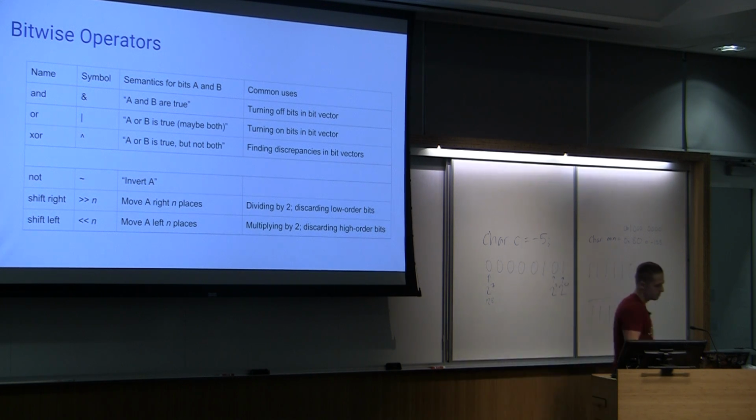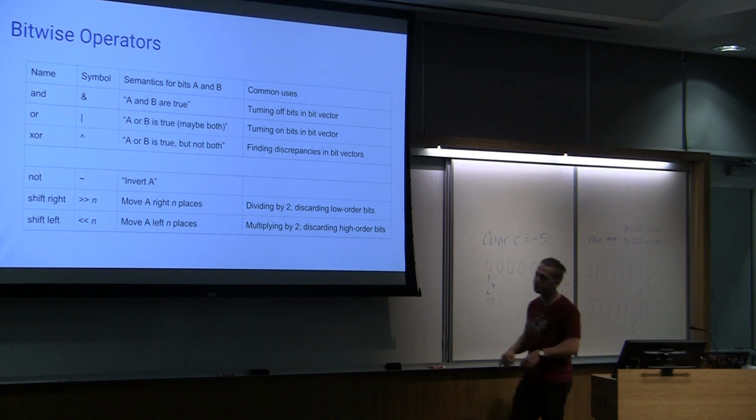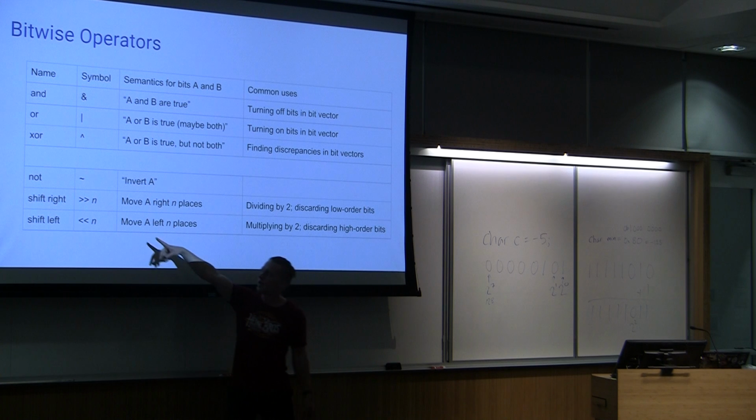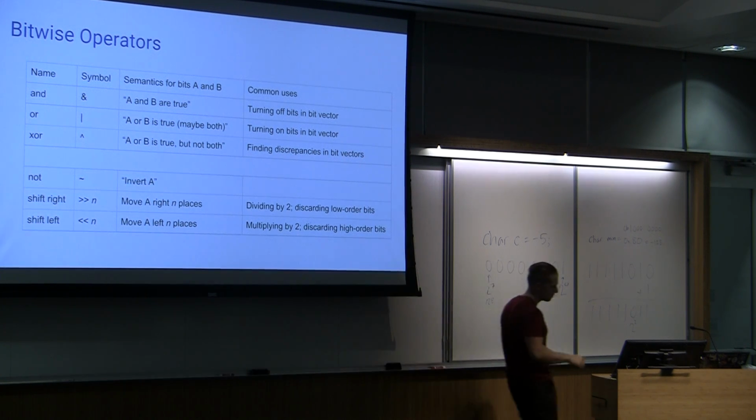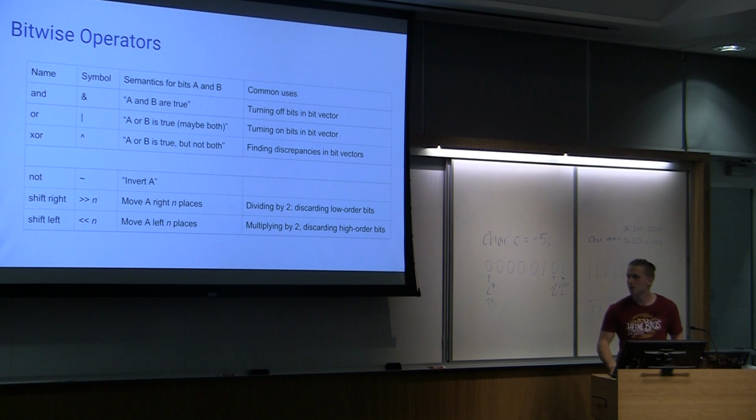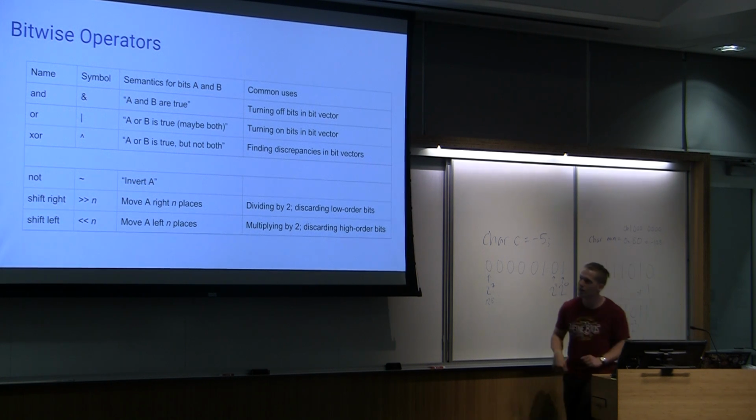So shift right will just basically move each bit to the right by whatever number of places you specify after the operator. And this has the effect of dividing the number by 2 for every place you move it to the right. And the type of shift depends on whether the number is signed. I'm going to go over that in the next slide, so we'll cover that in more detail.